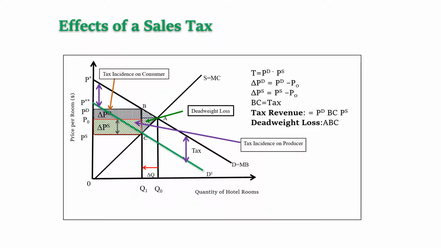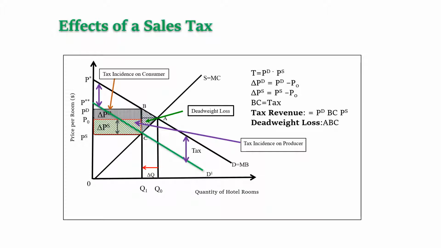Notice that because of the tax, the triangle BCA goes to nobody. Nobody gets that. The government only gets PD, B, C, and PS as the revenue. And what happens to A, B, and C? That is a loss to the society, and that is why they refer to it as the deadweight loss. It is gone.